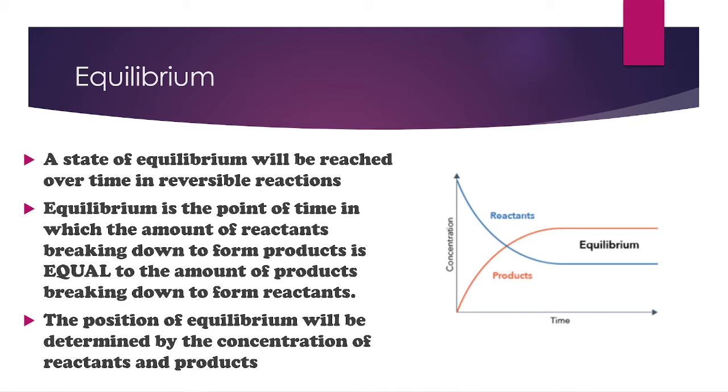What it means is the forward reaction, the reactants turning into products, is happening at the same speed as the backward reaction, which is the products turning into reactants. If you look at the graph here, it's reached equilibrium when both of the lines flatten out and no longer go up or down. That means the forward reaction, products being created, is happening at the same rate as the backward reaction, reactants being created. And the position of equilibrium can be determined by the concentration of the reactants and the products.